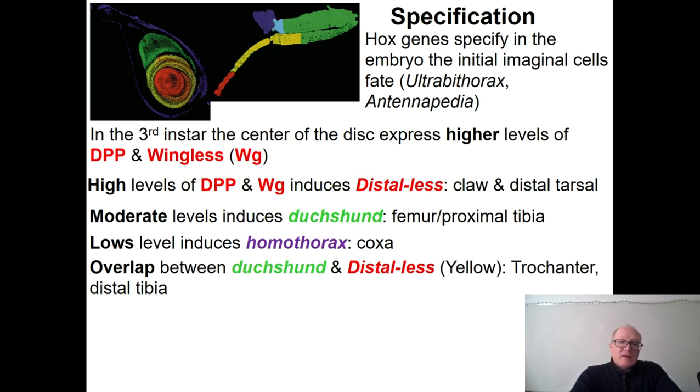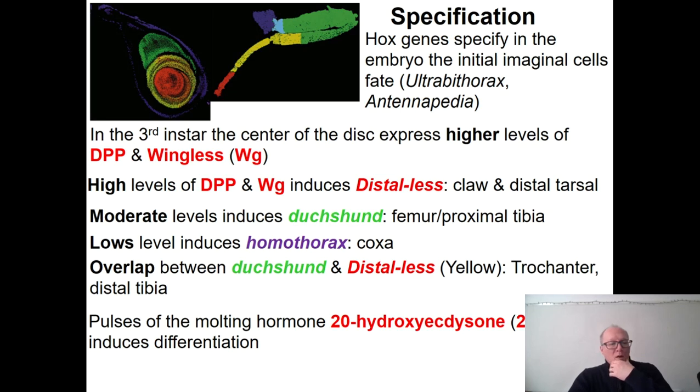The trochanter and the distal tibia are the middle part, if you want, of the leg. So a gradient of expression of DPP and wingless from the center to the periphery of the imaginal disc will cause expression of different other transcription factors, which specify the formation, if you want, of different parts of the leg of the insect. This kind of organization is also repeated in other imaginal discs.